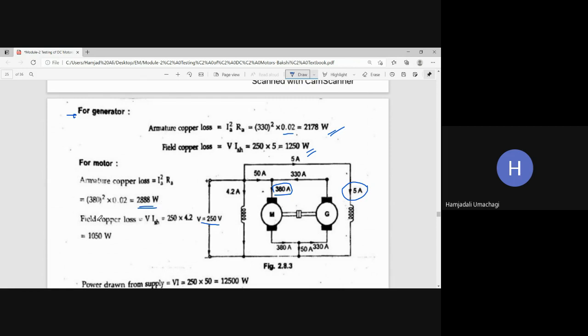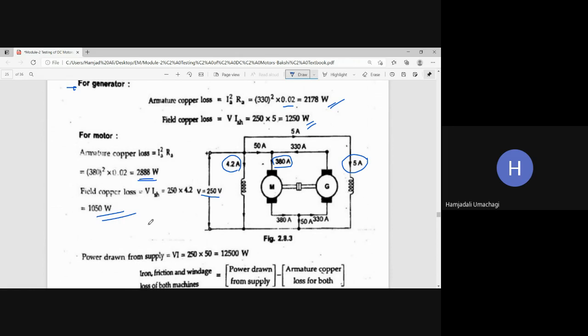And now we will calculate the field copper loss. Field copper loss is equal to V into ISH. So V is 250, and the field current of the motor is 4.2. 250 into 4.2 will be 1050 watts. So here separately we have calculated the total copper loss of the generator and the total copper loss of the motor. Now we will calculate the input to the motor.